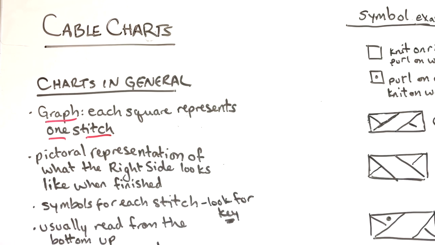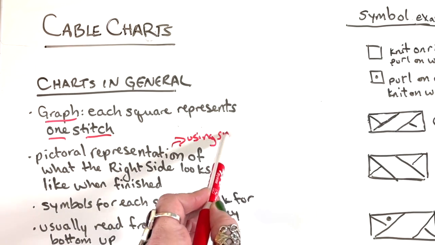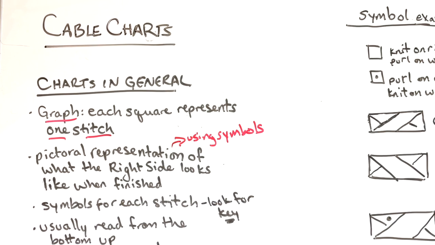It's using symbols to show what the right side, the outside, the side facing most people, will look like when it's finished. It's trying to give you a heads up. If you know what you're looking for, it can be really, really helpful to identify what is going on the outside, the right side of your work. Now, I put up here using symbols because there is a symbol for each stitch to let you know when you have to do something different for each square.